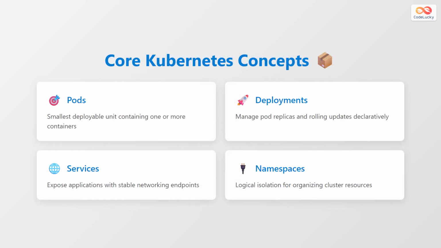Understanding core Kubernetes concepts is essential for working with AKS. First, we have pods, which are the smallest deployable units in Kubernetes and can contain one or more containers that share resources. Next are deployments, which manage pod replicas and enable rolling updates declaratively, allowing you to update applications without downtime. Services provide stable networking endpoints to expose your applications, ensuring consistent access even as pods are created and destroyed. Finally, namespaces provide logical isolation for organizing cluster resources, allowing multiple teams or projects to share the same cluster while maintaining separation.